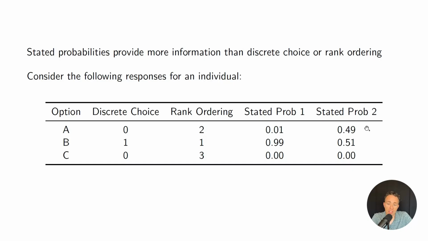Hopefully you can see that there are differing levels of information in the two different stated choice probability situations, even though each of these is consistent with the same rank ordering, which is consistent with the discrete choice. In this sense, the stated choice probability framework is a generalization of rank ordering, which is a generalization of discrete choice. We can also think of the discrete choice as being the stated probability situation where we have 100% on the chosen alternative and zeros on the non-chosen alternatives.